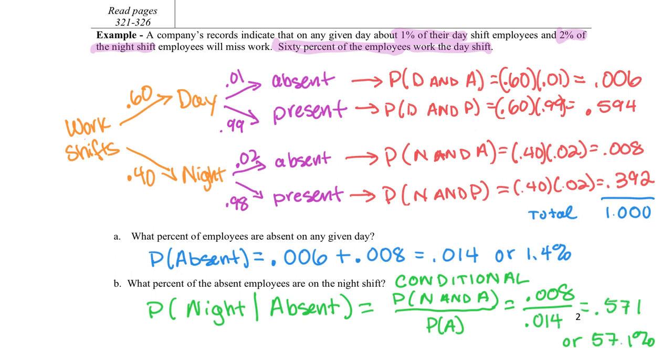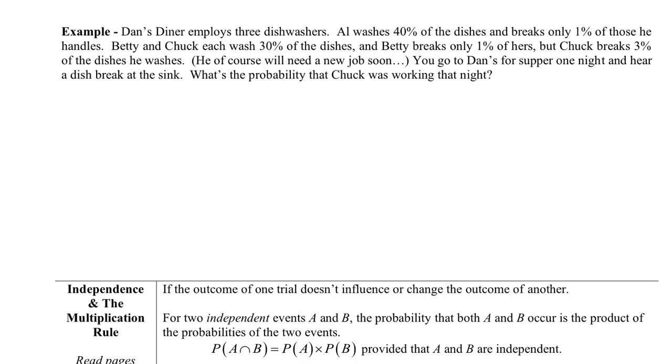And that totals out to 0.571 or 57.1%, basically meaning if you know somebody's absent, there is a 57.1% chance that they were on the night shift, or I should say probability, not chance. I'm going to go through one more example of a two-way table. I'm going to try to go quickly here since I think you've got the gist of it.